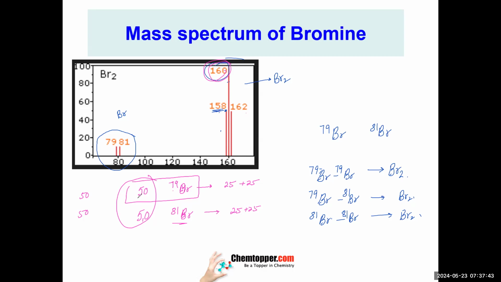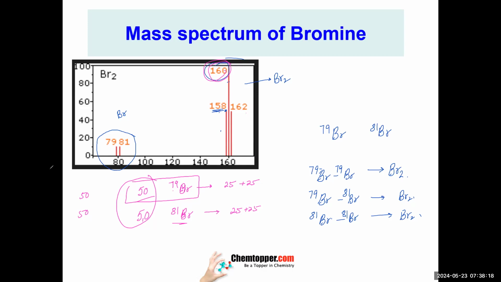I assumed the total atoms as 100, with 50 of each. You are working with one atom, Akash. You're saying one atom of Br79, one atom of Br81. I said 50 atoms of this, 50 atoms of this. That's how I'm working. So if there are 50 atoms of Br79, and Br79 combines with Br79, it means 25 combining with another 25. Same with the other one. So my method was different. You are using one. So are you okay with the bromine?